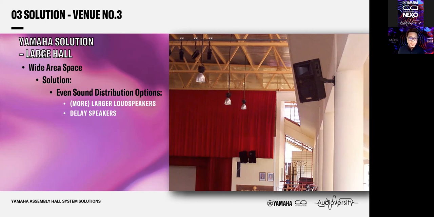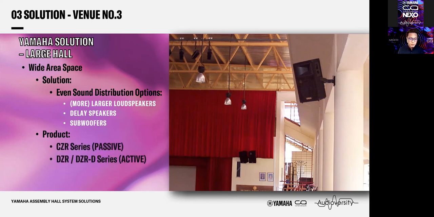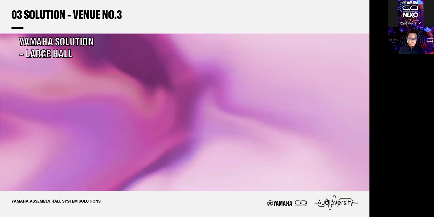Back to the topic again, the next thing we need is also subwoofers. Sometimes there are heavy performances with a band, where they need the punch, the low end, that kind of effect. We will require a subwoofer in this venue. The recommended series for a large hall are, for passive speakers, the CZR series, and for active speakers, the DZR and the DZR D series. Later, I'll elaborate more on the D series. For subwoofers, we have the passive CXS range, the DXS is the active version, and the DXS D subwoofers.